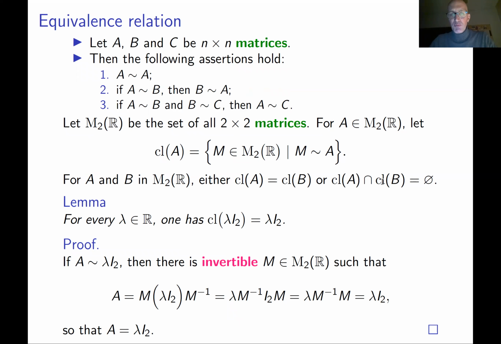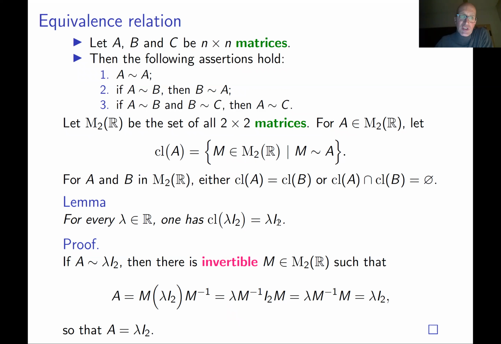And for example, you can prove almost by definition that if you have the identity matrix times lambda, such matrices are called scalar matrices, then its equivalence class consists of only the identity matrix multiplied by this lambda. So if you have a matrix like this, its equivalence class consists of 1 matrix.